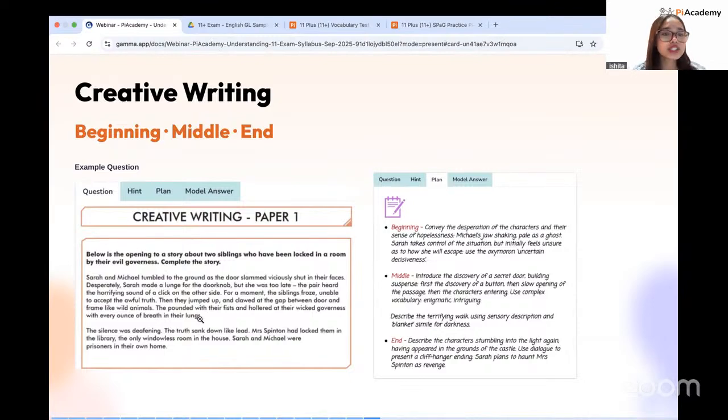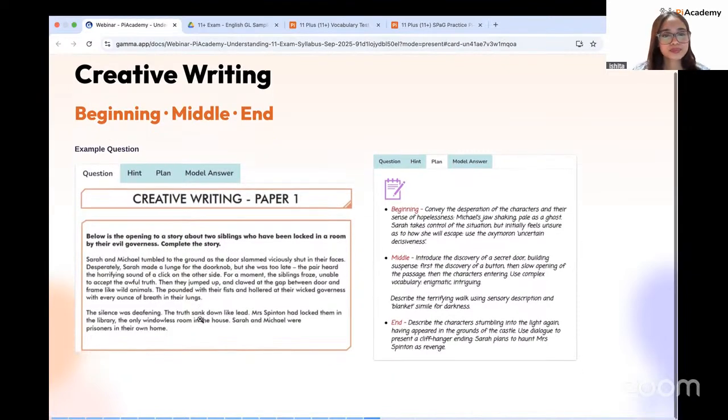In the middle, you need to bring the author into your story. So you need to create a hook. This is the build-up stage of your creative writing. And lastly, you can choose to end the creative writing that your student is writing on a cliffhanger. So this really impresses the examiner a lot.